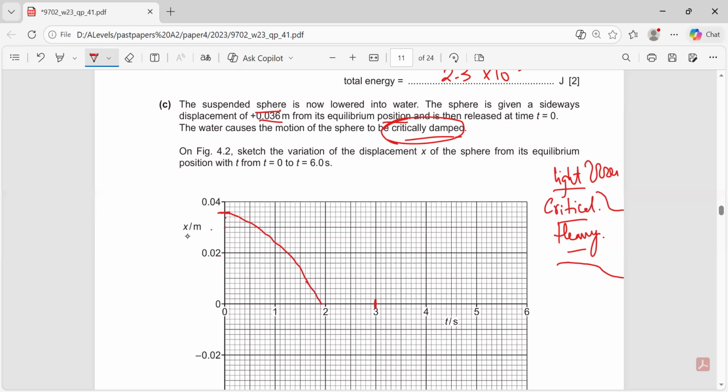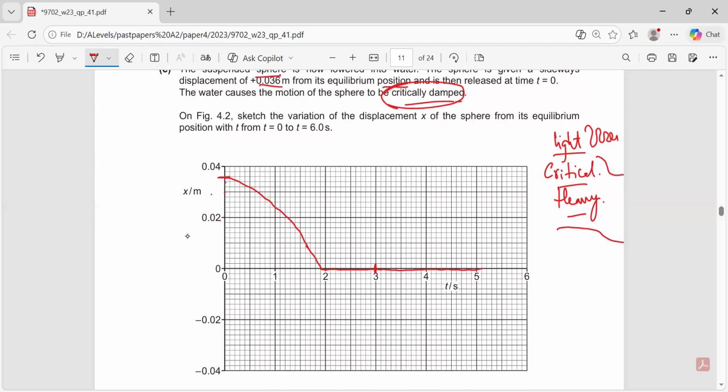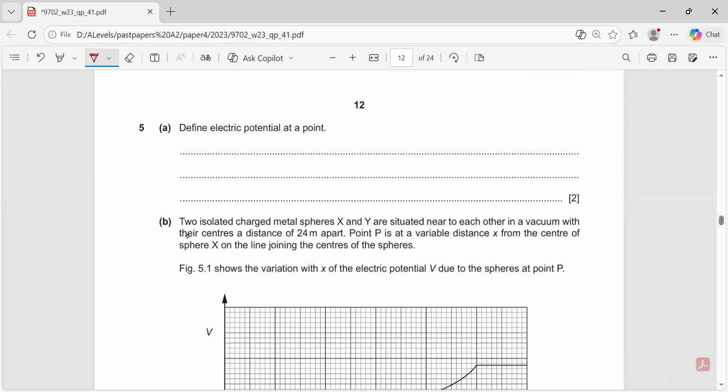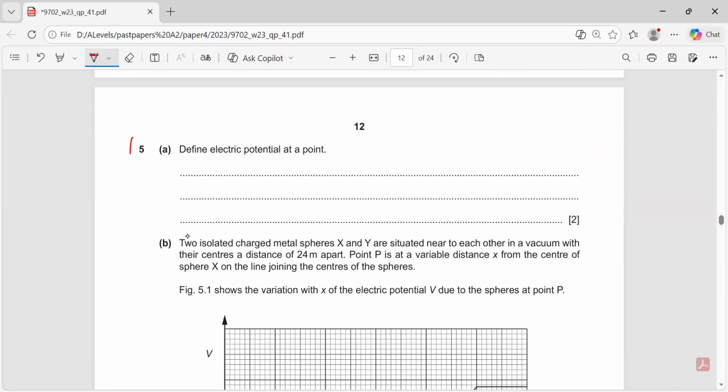ठीक है, किसी भी जगह पे 3 से पहले पहले you have to put it 0. So this is a graph for the critical damp oscillation. Is this fine? Yeah. Okay, next. Yes, this question is pretty important, so you should be knowing about it.